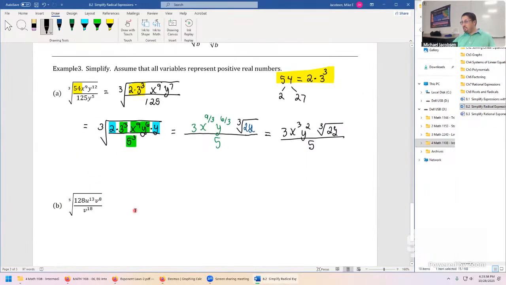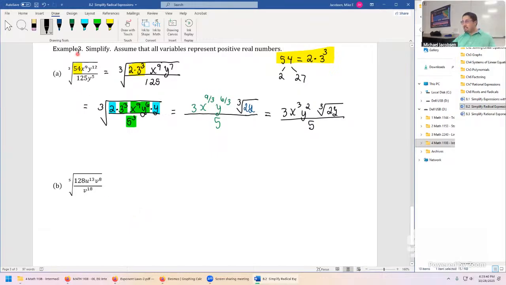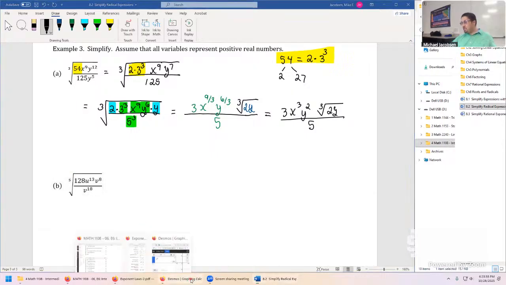Okay, let's try out another one, again just for the sake of practice. Looks like I forgot to put a space there. So now example 3 with a space. This one looks pretty tricky as well. We have the fifth root of 128 u to the power 13 b to the power 8. It's a fifth root, so that's a pretty large index.